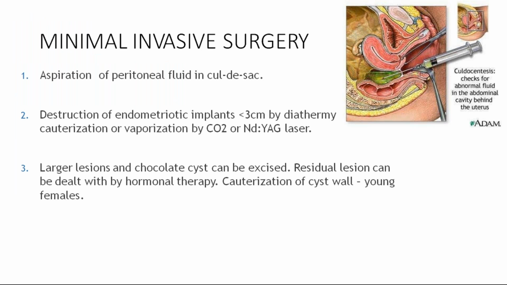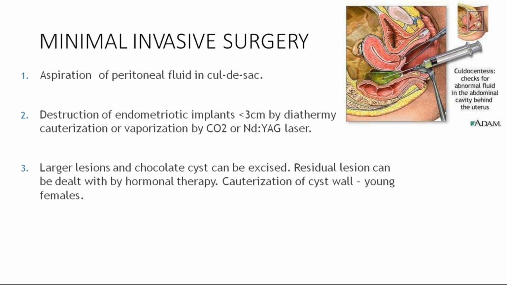Next will be minimal invasive surgery. What are the options? Aspiration: if you see any peritoneal fluid in the cul-de-sac on your ultrasonography, you can go for aspiration. You can go for direct aspiration, or you can go for ultrasonography guided aspiration and see whether the implants are present or not.